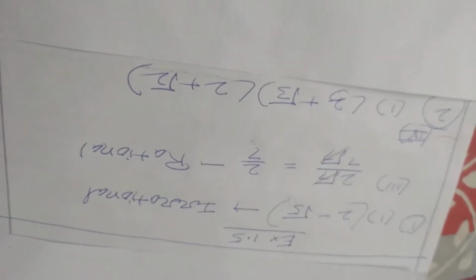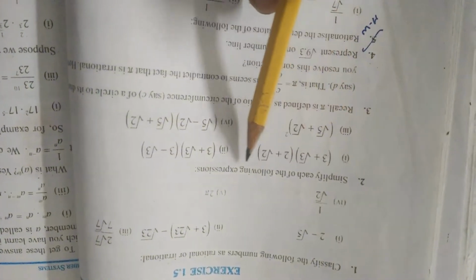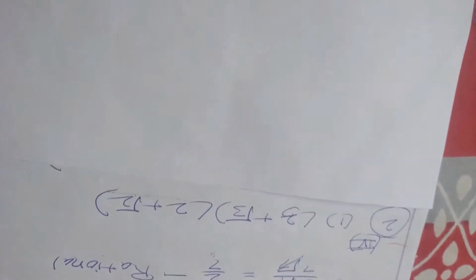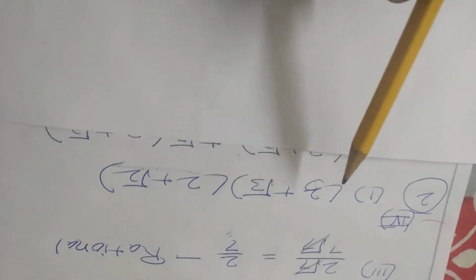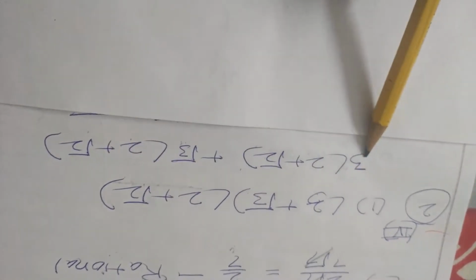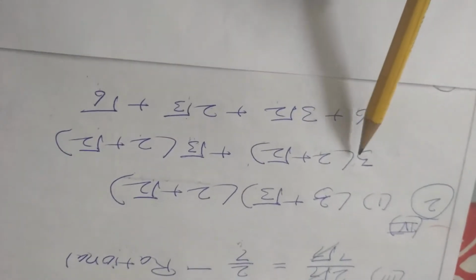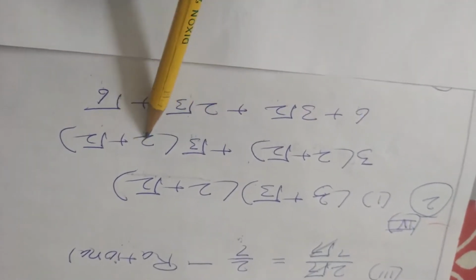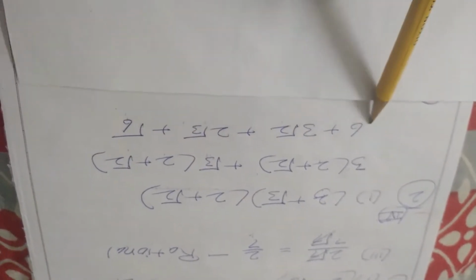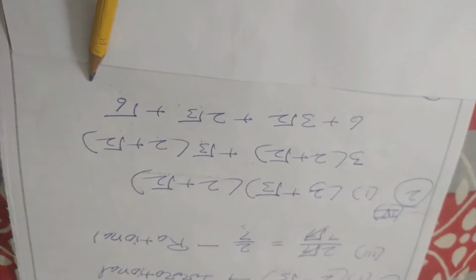Now in question number 2, simplify each of the following. First part, 3 plus root 2 and 2 plus root 2. We multiply both brackets. 3 with the second bracket, then root 3 with the second bracket. 3 into 2 is 6, 3 root 2. Root 3 into 2, 2 root 3. Root 3 into root 2, root 6. So this one is the final answer.